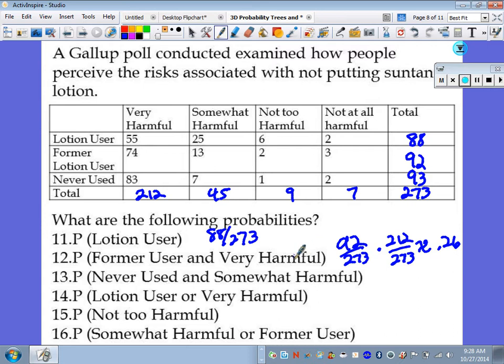Now on 13, again, it's an and, so you're going to multiply. So I have 93 out of 273 times 45 out of 273, and that one's going to give me 465 out of 8281. Okay? And again, that one I was able to stay a fraction, so that's not a problem.